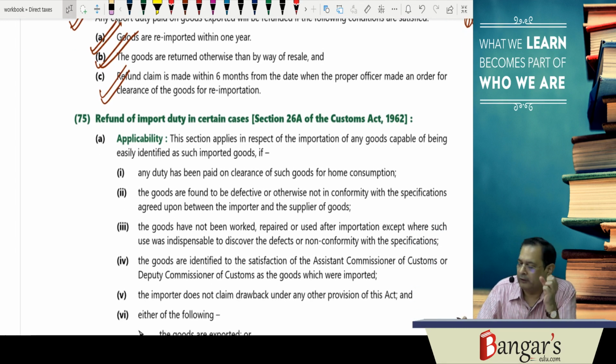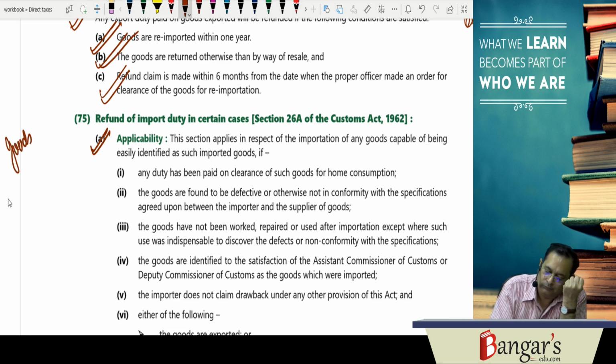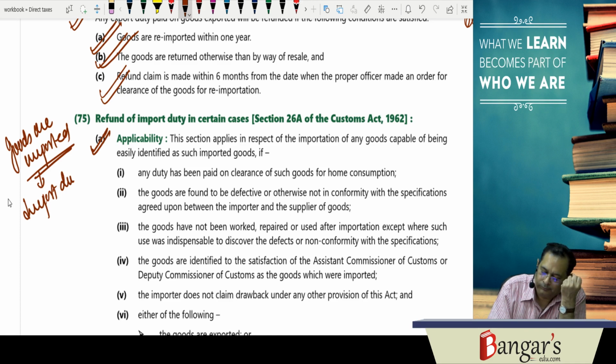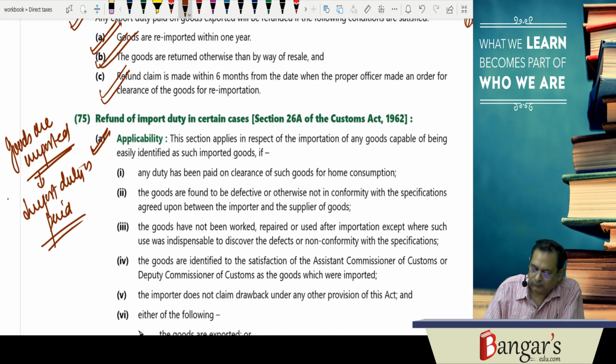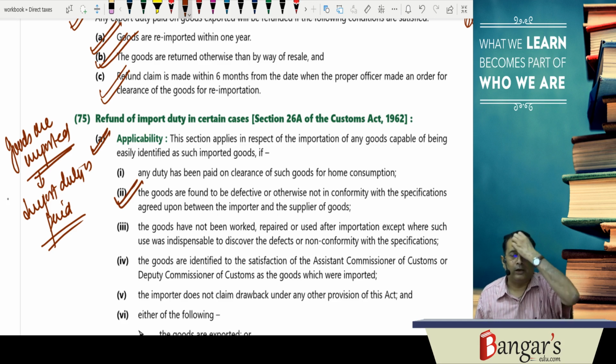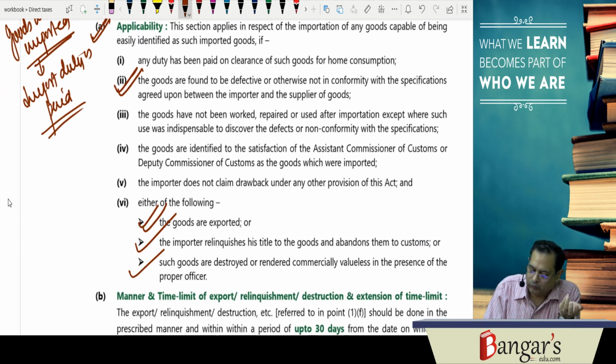Then refund of import duty in certain cases. Say goods are imported and import duty is paid, but the goods are found to be defective, or not in conformity with the specifications, and they are either re-exported, or the importer relinquishes the title, or the goods are destroyed or rendered commercially valueless. Then whatever import duty has been paid will be refunded.